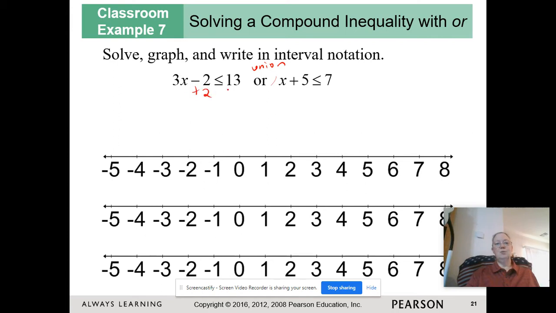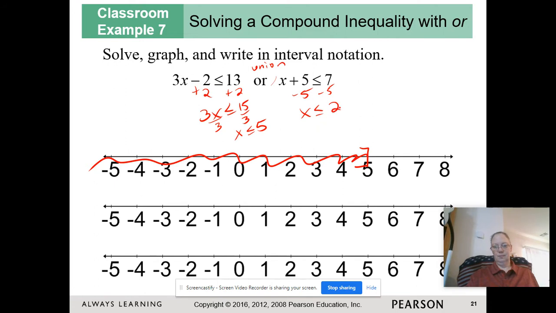So we're going to add 2, divide by 3. It's a positive number, so I don't have to reverse the symbol. So we've got 5. I'm going to subtract 5, which means I'm going to shade in this direction. Okay? Remember, it's the union, it's or. So I have to take all of this interval, and I have to take all of this interval. So this one looks like this.